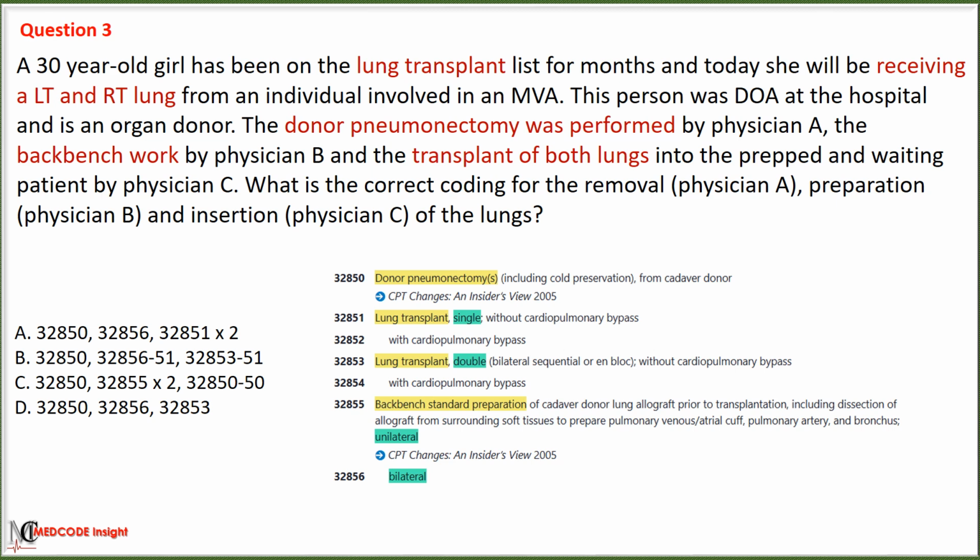In the given options, code 32850 is used for donor pneumonectomy. We first eliminate option A with code 32851 and option C with code 32855 as both codes are used for procedures involving a single lung transplant. We will also eliminate option B with modifier 51 as different physicians separately report each procedure. Modifier 51 is not required. So our correct option is option D with codes 32850, 32856, and 32853.